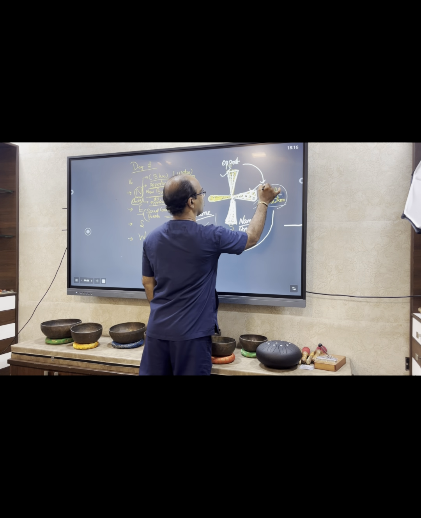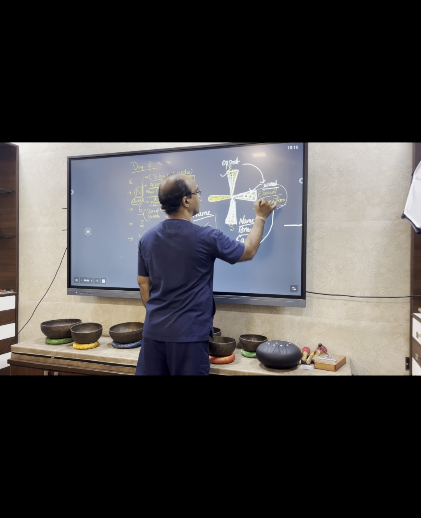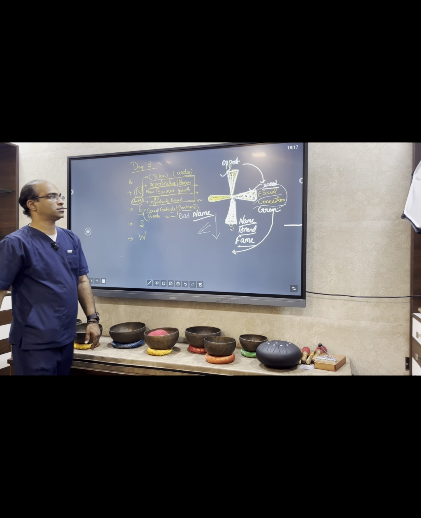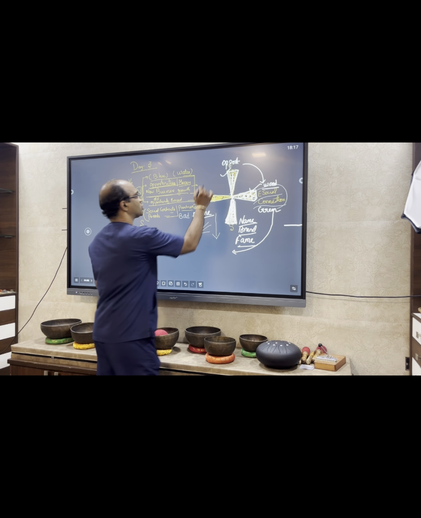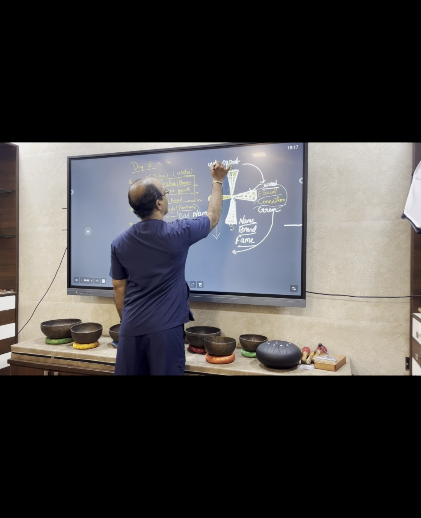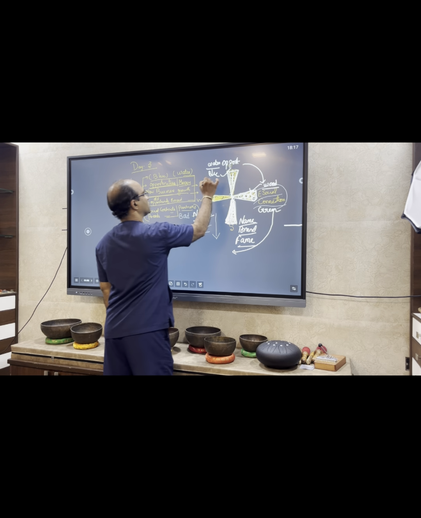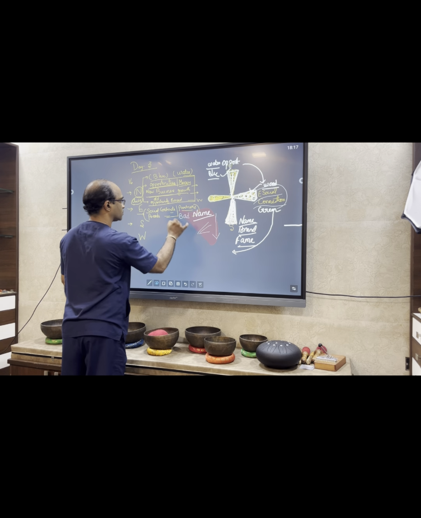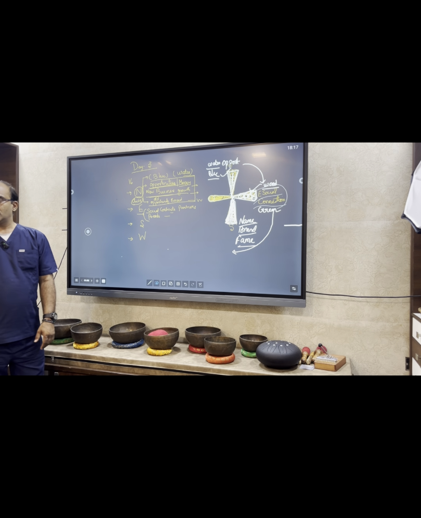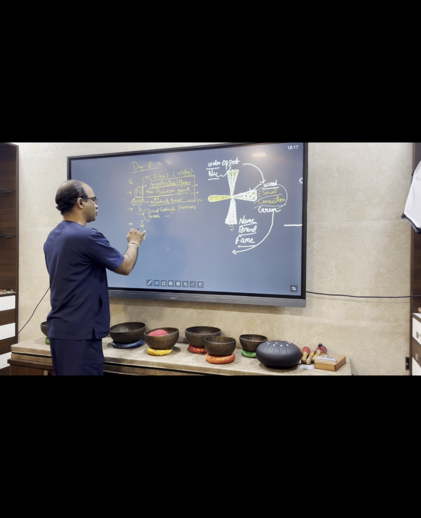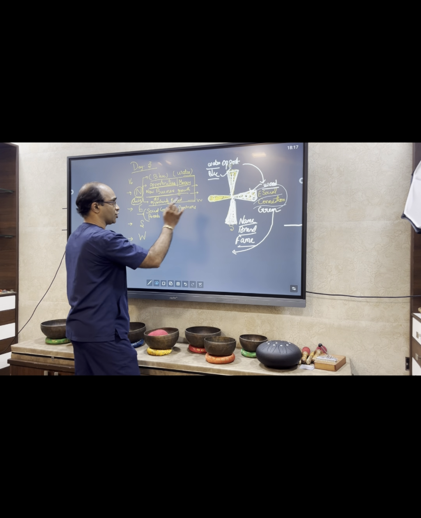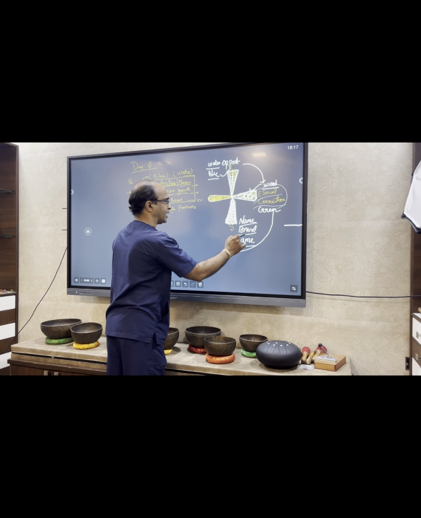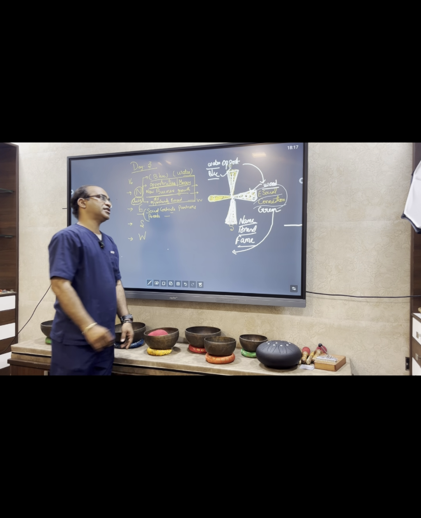East denotes the wood element. East denotes the color green. North denotes the water element and its color is blue. Okay, so three zones. Now the fourth zone. So you got your opportunities, you connected with people, you get name and fame. Okay, what is west for?